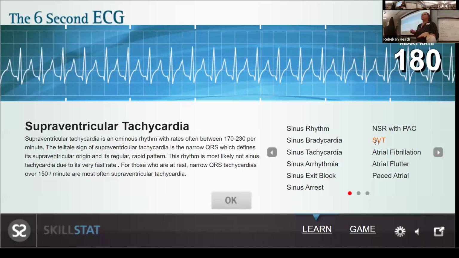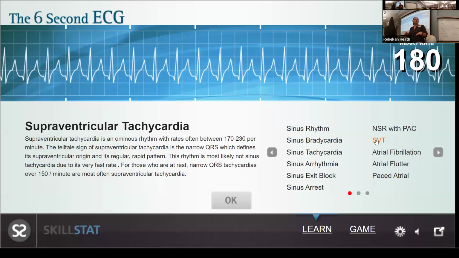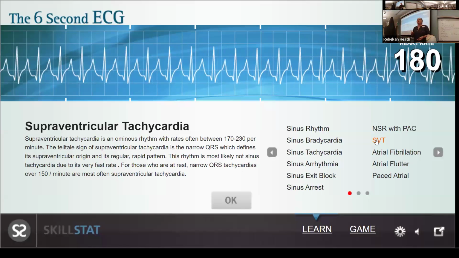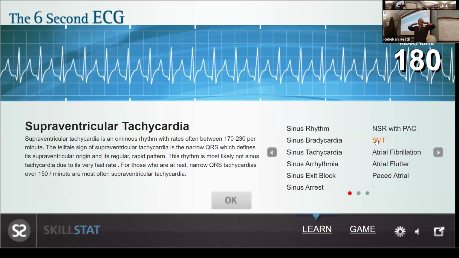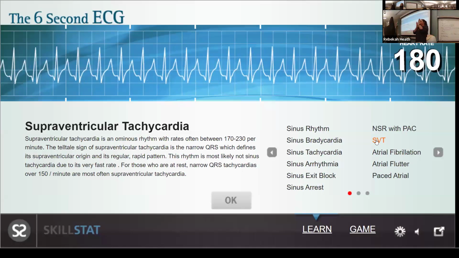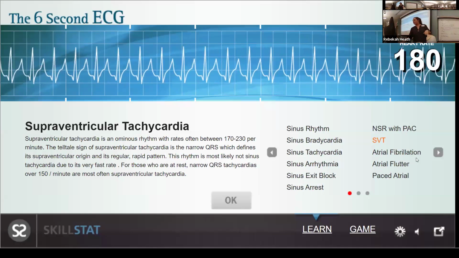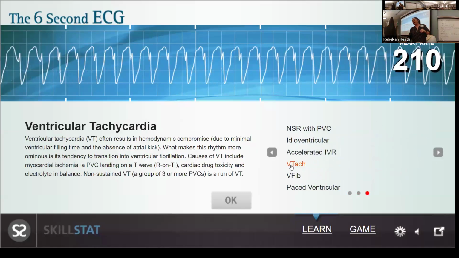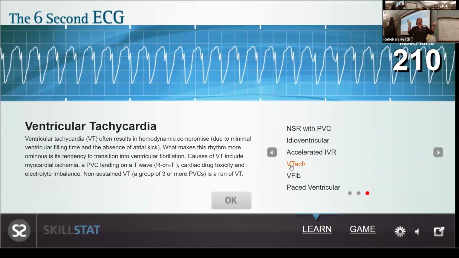I'm not going to test you on supraventricular tachycardia, but that is something you might see, and just know supraventricular just means above the ventricles. If it's above the ventricles, the rhythm is going to be nice and narrow and skinny. If it's below the ventricles, you're going to see a real wide QRS complex.